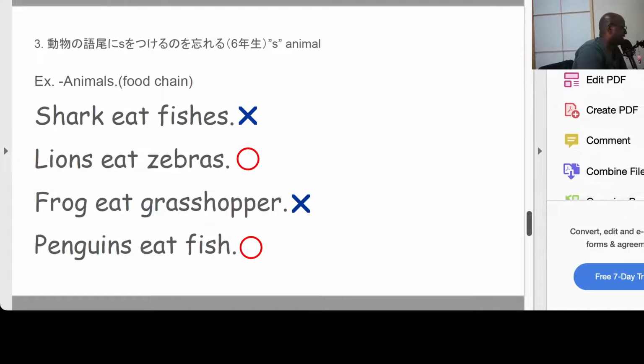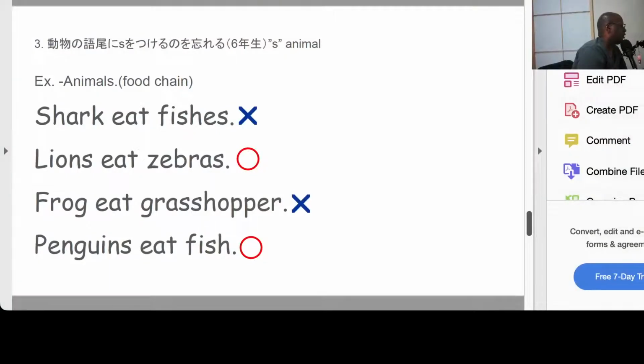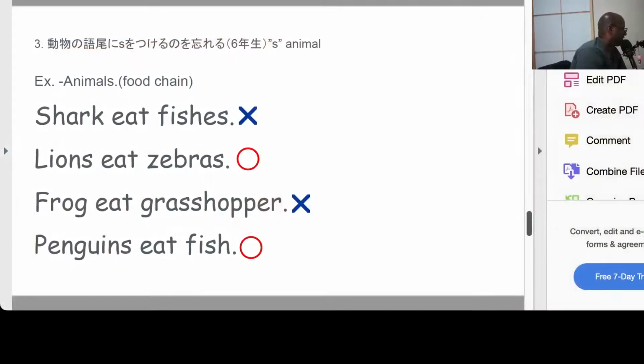And we have penguins eat fish. Now, this one is a little bit different because penguins is a normal animal word, so it needs S, but if you look at fish, there is no S under the fish right here that you see here. The reason there is no S is because fish is a special plural word. So I will say normal word or a special word. The special word fish does not need an S. So that's why this sentence, penguins eat fish, is correct. Okay.